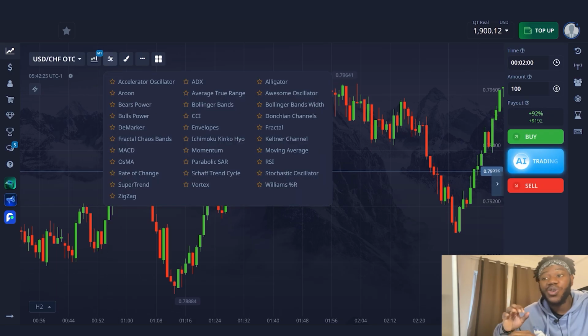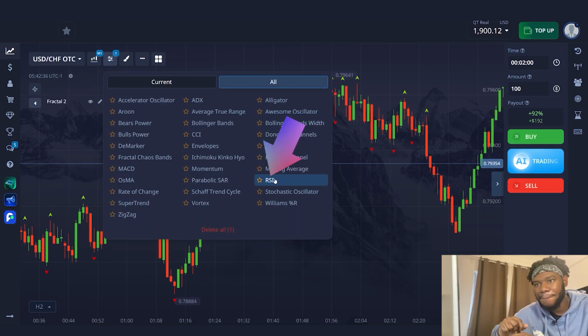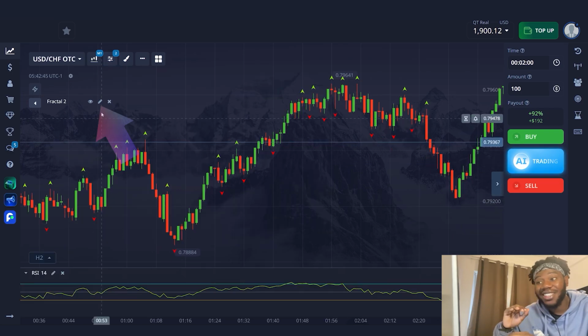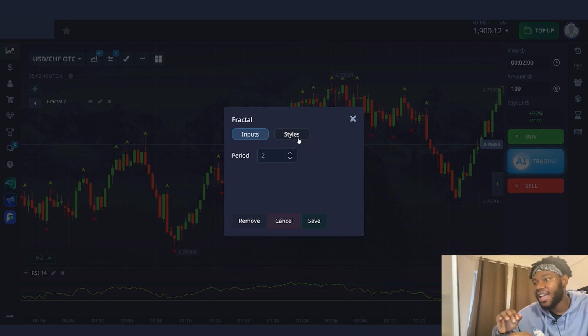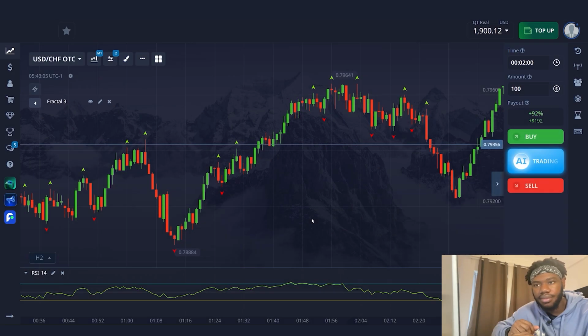Okay, now you need to open the indicators section and select fractal and RSI. Now, we need to adjust these indicators to work better. I will increase the period for the fractal indicator to 3. Okay, now in the style settings, the colors of the indicator triggers will remain standard. Make sure that you have the same.